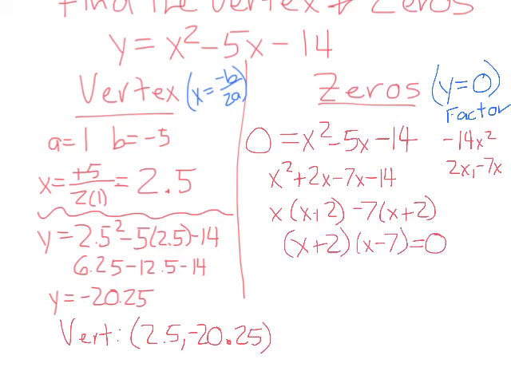And the equal 0 part tells me to solve, right? So I'm done with the factoring part. Now I need to solve. So I have x plus 2 could be 0, or x minus 7 could be 0. So I solve both of those and I get x equals negative 2 and x equals positive 7.